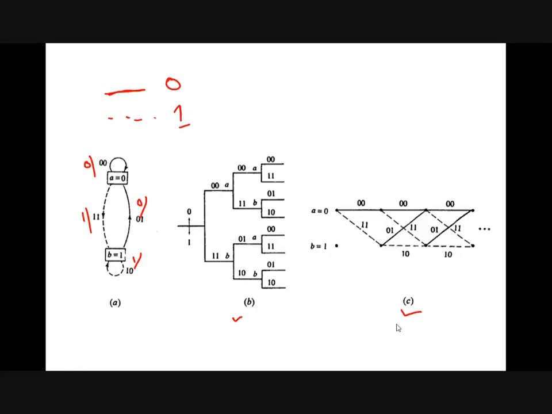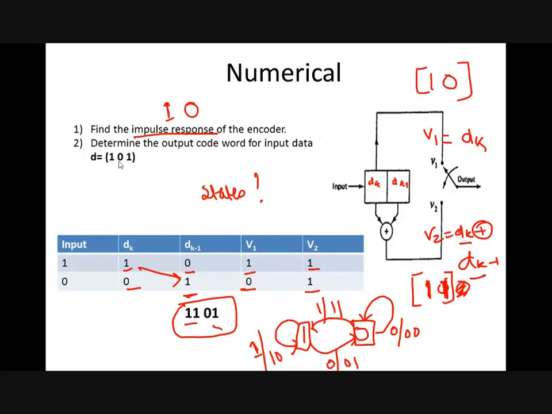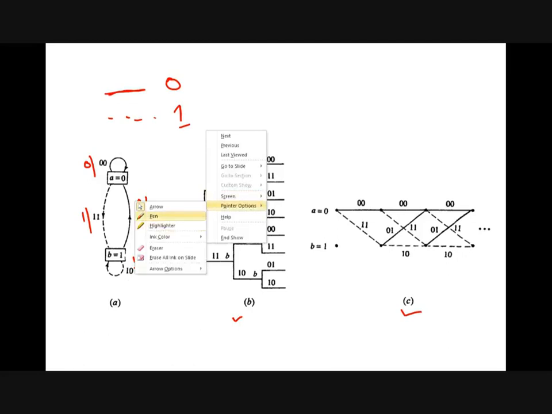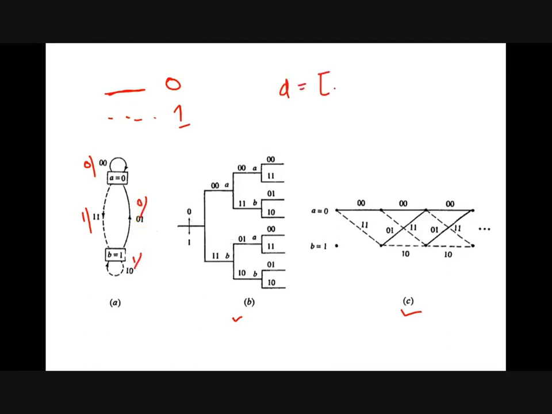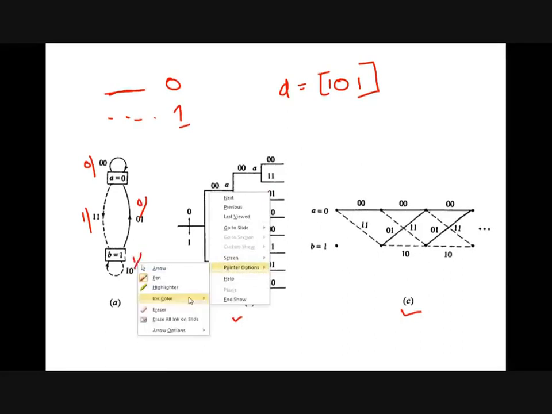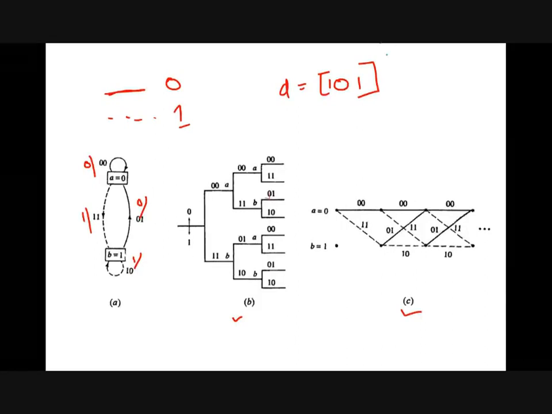What we have to do is find the output for d equals 101. Okay, so what will be my output? First of all I have to pad it with 10100. Let's check. When 1 enters I will be starting from this state, and I will get output 1 1.